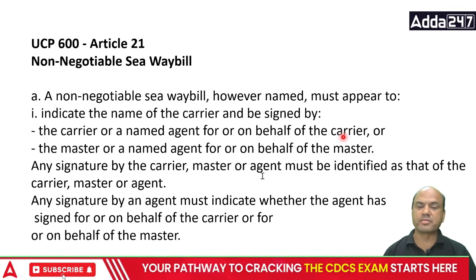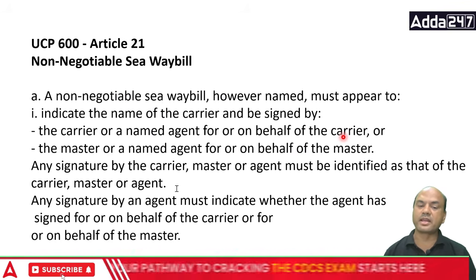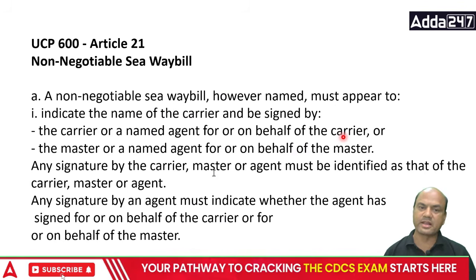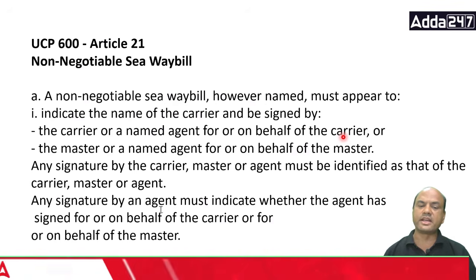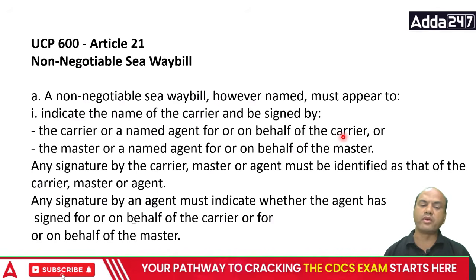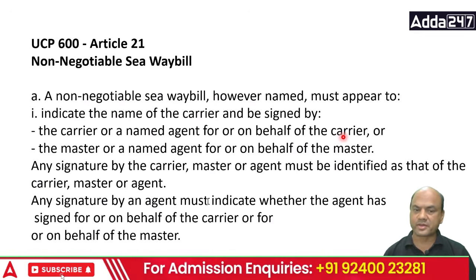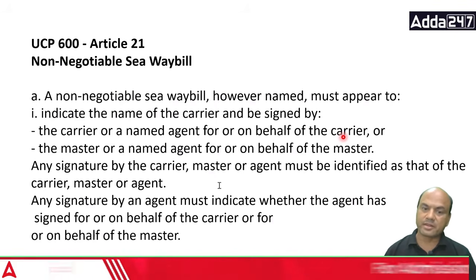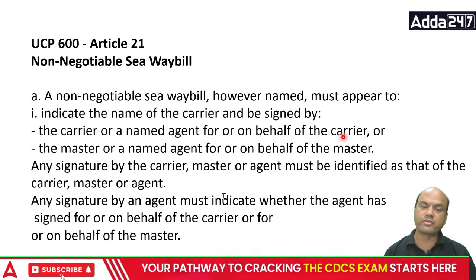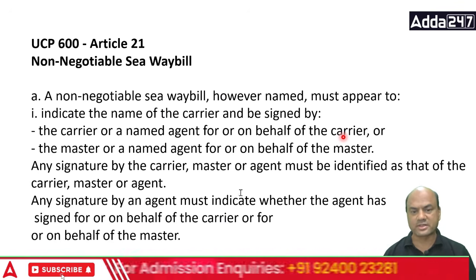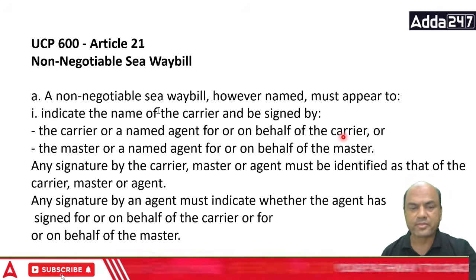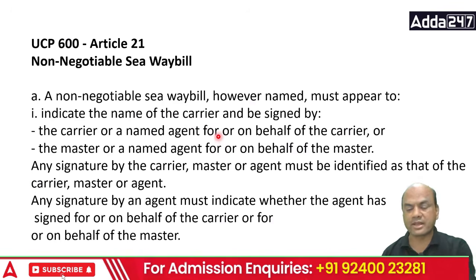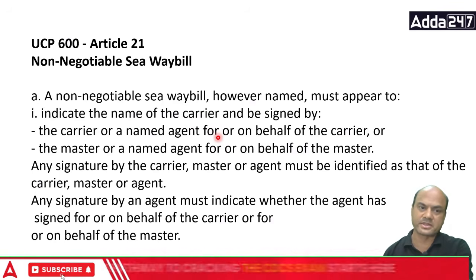Any signature by the carrier, master or agent must be identified as that of the carrier, master or agent. Already done in Articles 19 and 20. Any signature by an agent must indicate whether the agent has signed for or on behalf of the carrier, or for or on behalf of the master. So same thing. The signature by the agent must be identified, and it must be indicated whether the agent has signed for the carrier or for the master. Only two words are there, carrier and master. Either the agent will be signing for the carrier, or the agent will be signing for the master. Already we have done this.